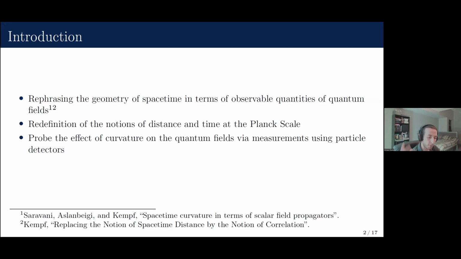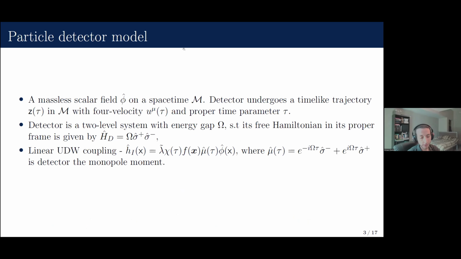So the big picture here, the thing that we are addressing, is we're asking the question: can we use particle detectors to probe the effect of curvature on quantum fields in such a way that we are able to locally reconstruct the background geometry that the field lives on? So the first step would be to introduce the particle detector model. We've seen the linear Unruh-DeWitt model time and time again in these talks, so just to quickly summarize it.